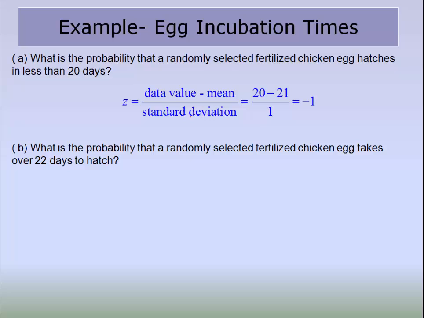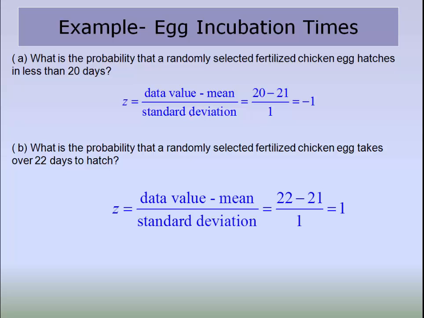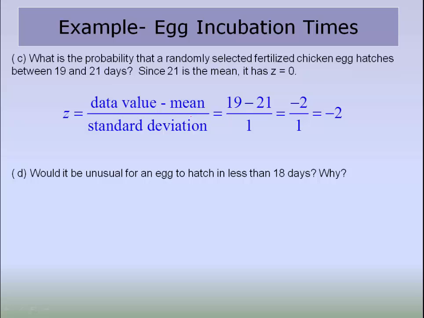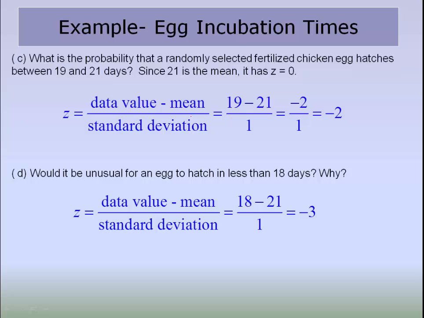What's the probability that it takes over 22 days? So the z-score for 22 days would be a positive 1, and the z-score for 19 days would be a negative 2, and the z-score for 18 days would be a negative 3. Notice that these all came out to be z-scores that aren't fractional. So we could use the empirical rule to do this instead of the website. Then we calculate the areas.